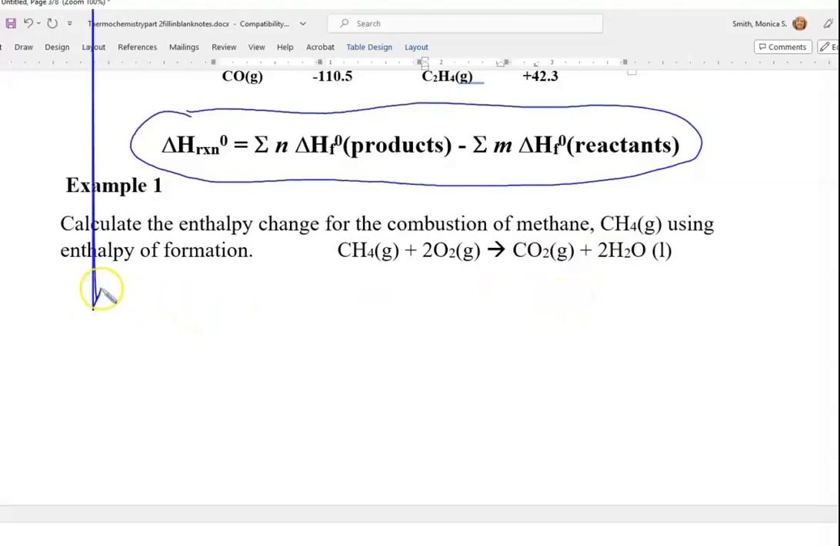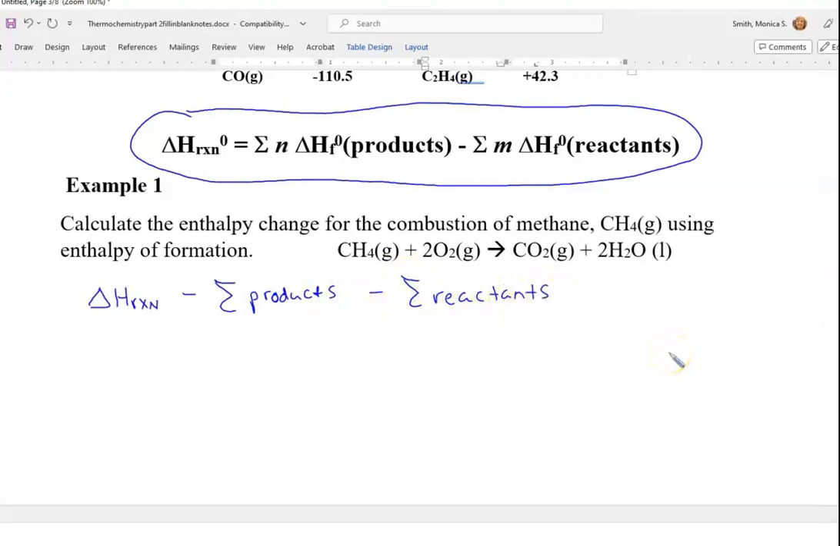To find this change in heat, I'm going to take the sum of. That little n and m just means we're about to use the coefficients. We're going to do products minus the sum of the reactants.